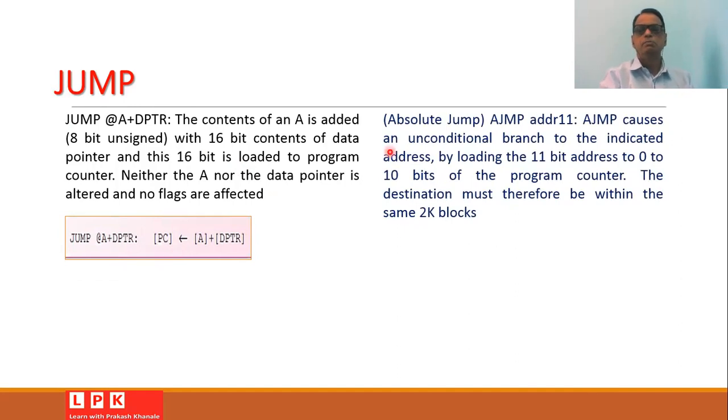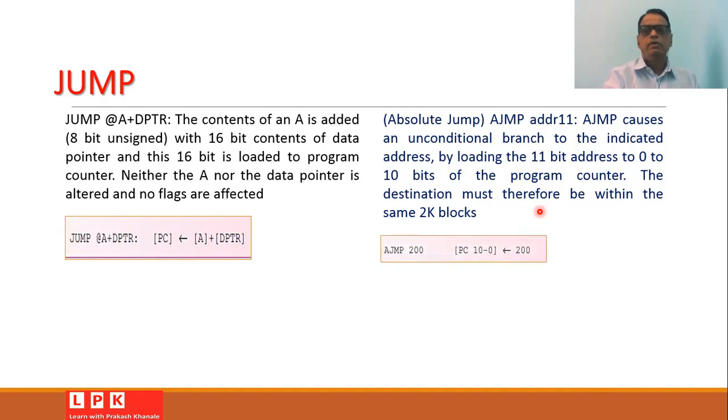Another jump is the absolute jump, written as AJMP followed by an 11-bit address. So observe that this address is an 11-bit address. AJMP causes an unconditional branch to the indicated address by loading the 11-bit address into bits 0 to 10 of the program counter, while the most significant bits of the program counter remain as they are. And therefore, in this type of jump, the destination must be within the 2 kilobyte block of memory.